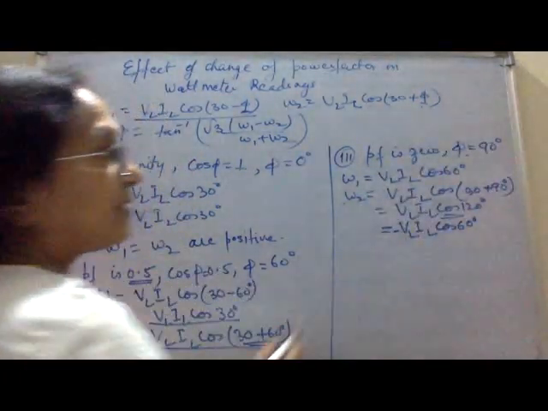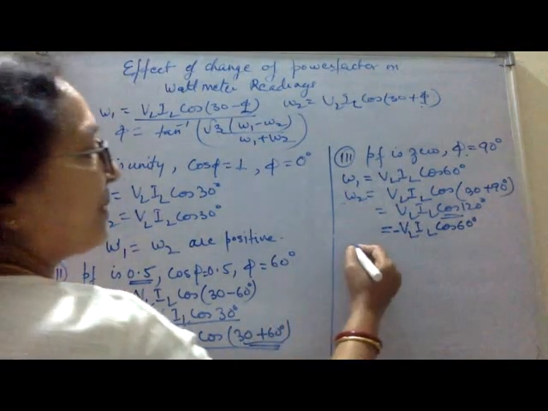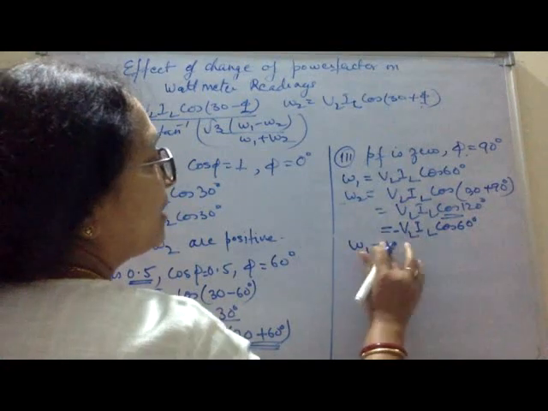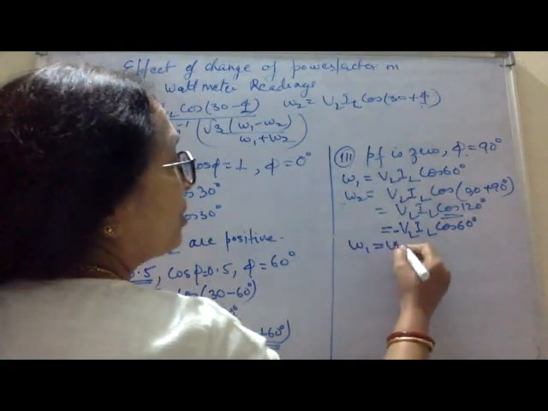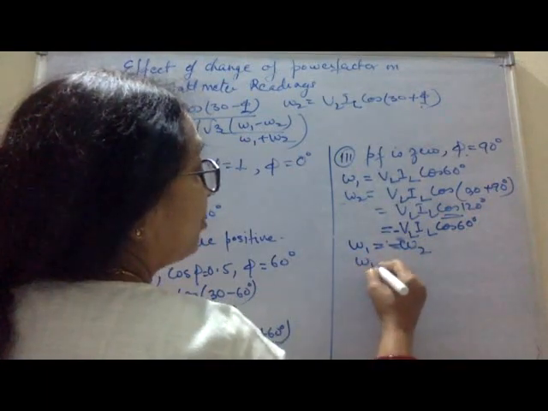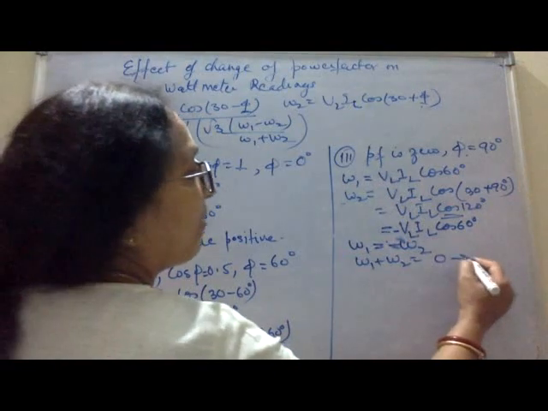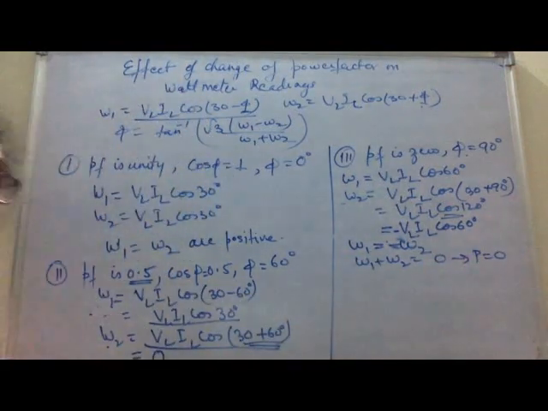and hence for the power factor 0, that is the circuit is totally reactive, the total power consumed will be equal to 0. W1 is equal to minus W2 and W1 plus W2 in this case will be equal to 0. Hence the total power consumed is equal to 0.